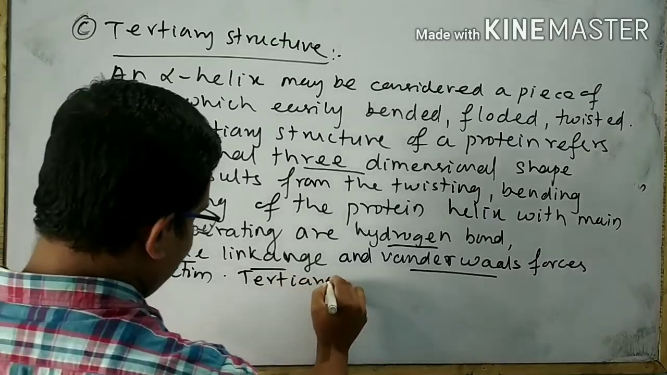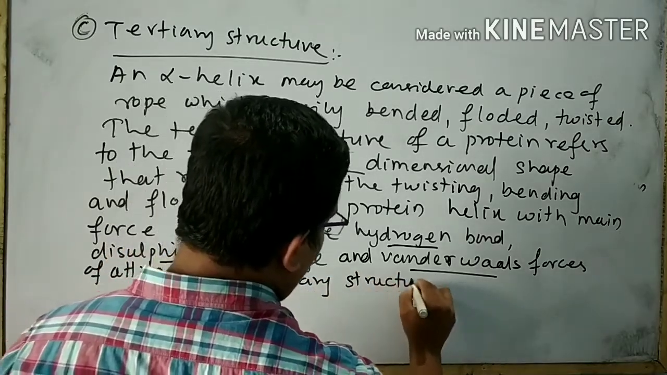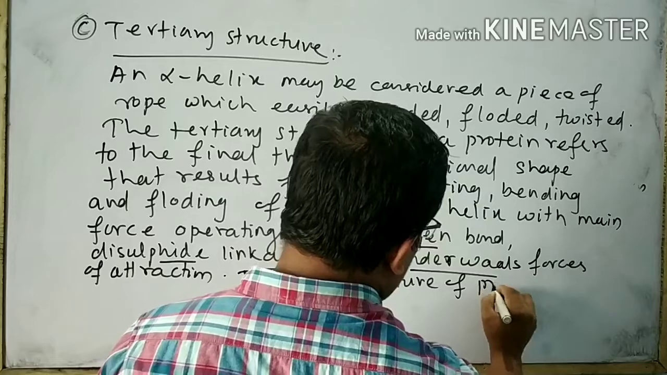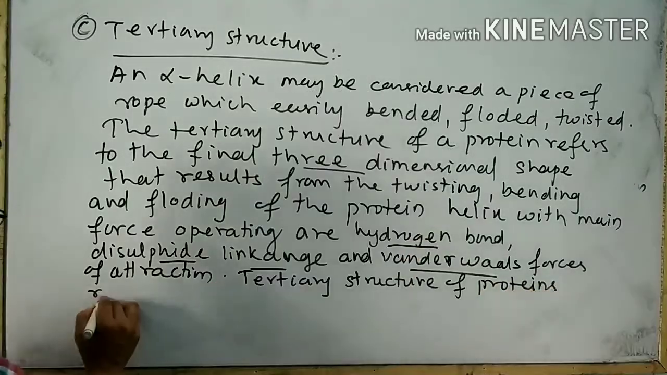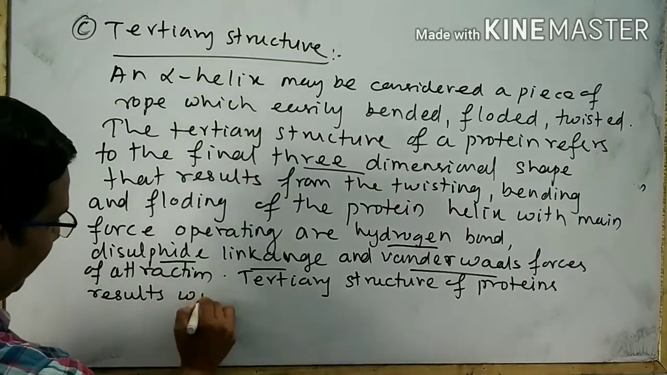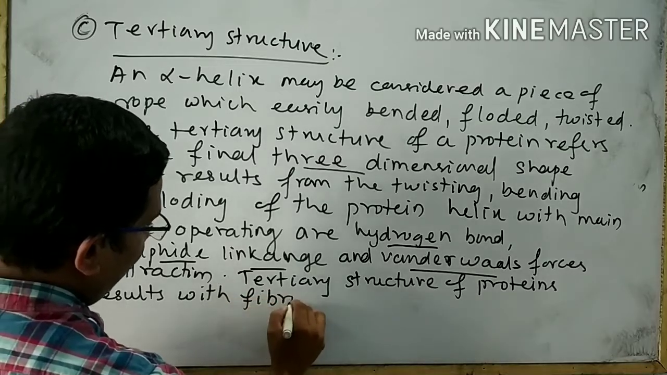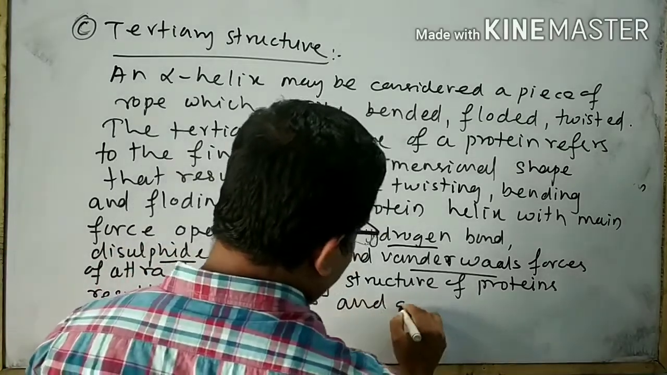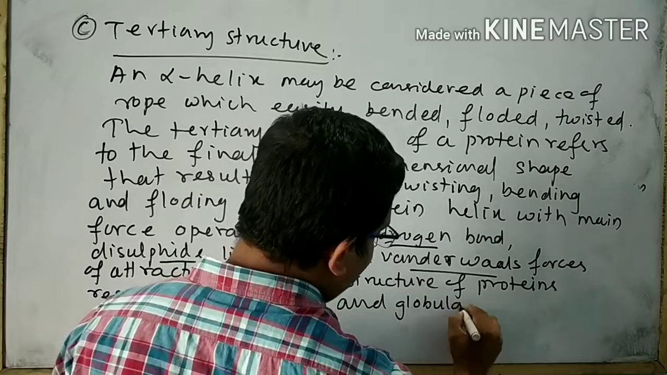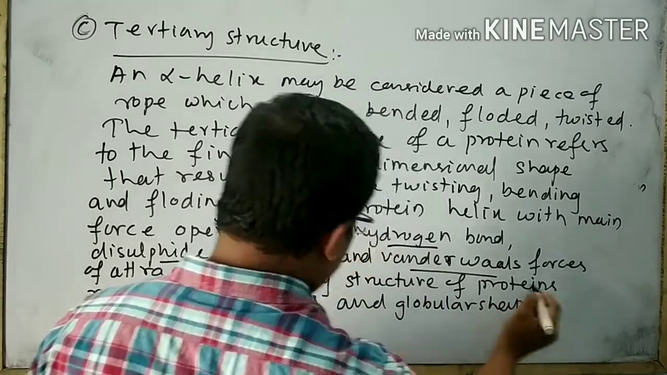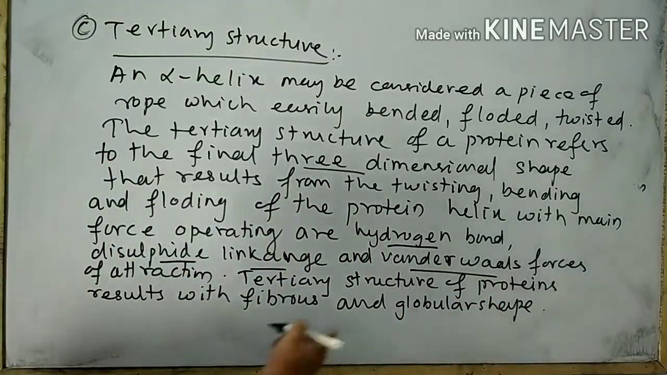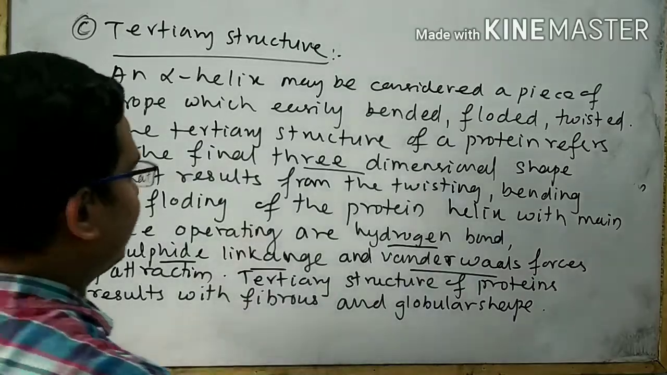Tertiary structure of proteins results with a fibrous and globular shape. That means it generally deals with the fibrous and globular shape of the protein.